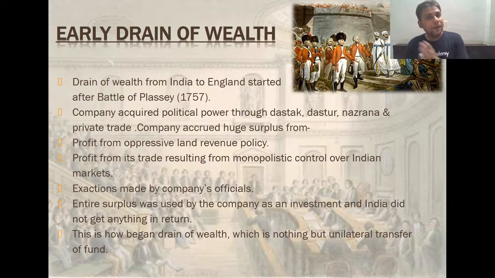So they started wiping out the Portuguese, they started battles with the French, and they became the whole and sole rulers of India. Initially, they came for the purpose of trade. Now they were ruling over India. Now they were dictating terms and conditions to the Indian rulers.